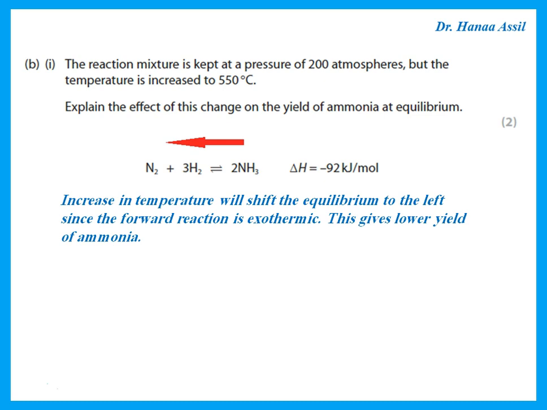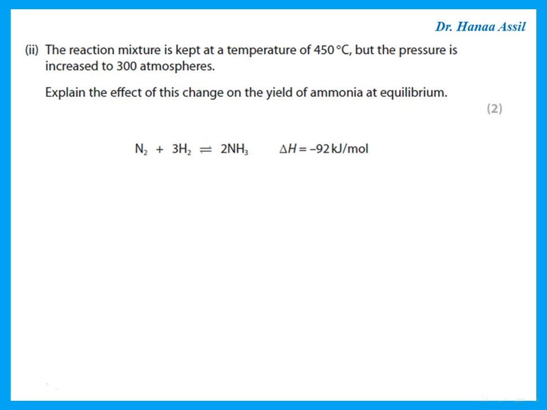Okay, but he's saying what is the effect on the yield? Well, if the reaction goes backward, that means the ammonia is breaking up to form nitrogen and hydrogen, and that means I will end up with a lower yield of ammonia. Remember, yield means the amount that you will get. So if it's going backward, you have lower yield of ammonia. Then he says the reaction mixture is kept at a temperature of 450, but the pressure is increased.